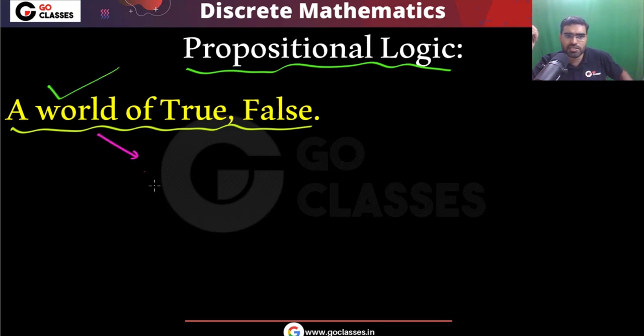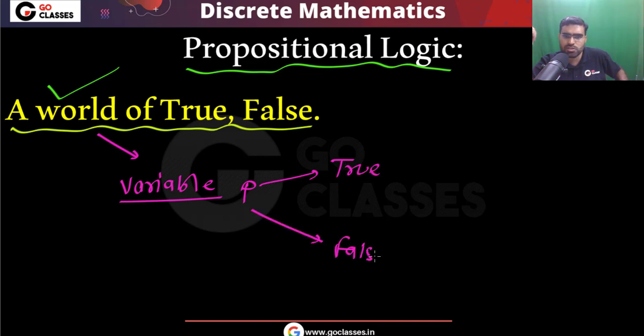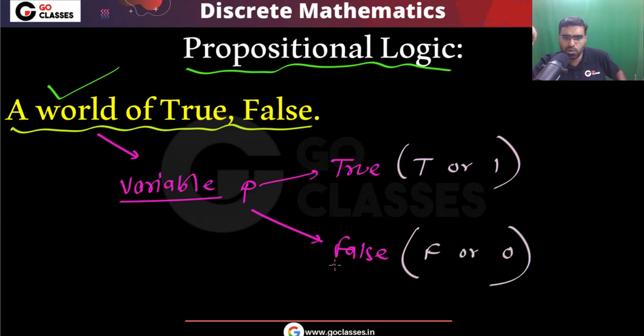In propositional logic, any variable you take can be either true or false. True you can also write as T, or simply as 1. False you can write as F, or as 0. So either you write false, F, or 0. Similarly, either you write true, T, or 1.